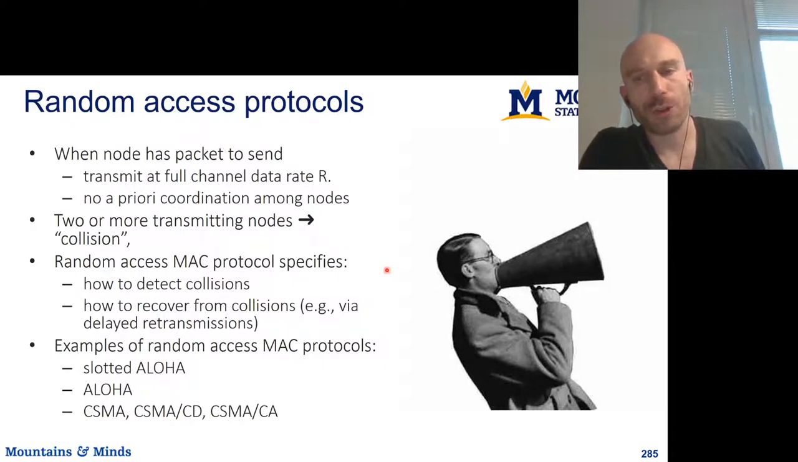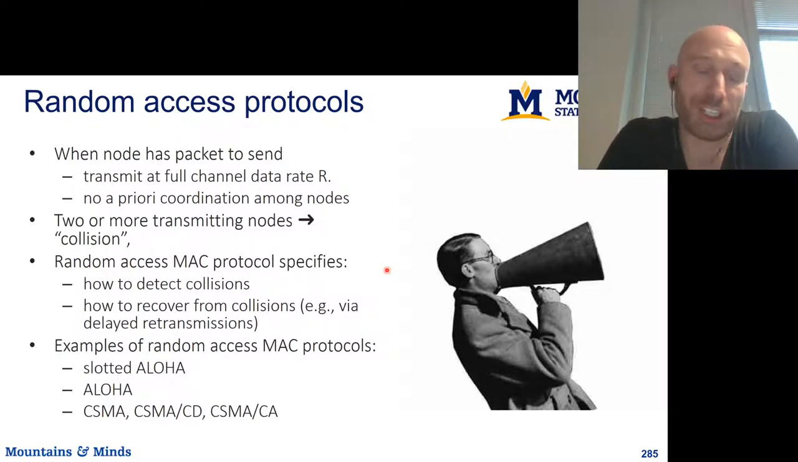Okay, so random access is basically nodes deciding to transmit when they want to transmit. Whenever a node starts transmitting, it will transmit at the full data rate R, basically the rate of the link. And there is no a priori coordination among nodes, meaning that when a node decides to transmit, it doesn't have any knowledge of other nodes transmitting or not, and they don't coordinate before anybody transmits.